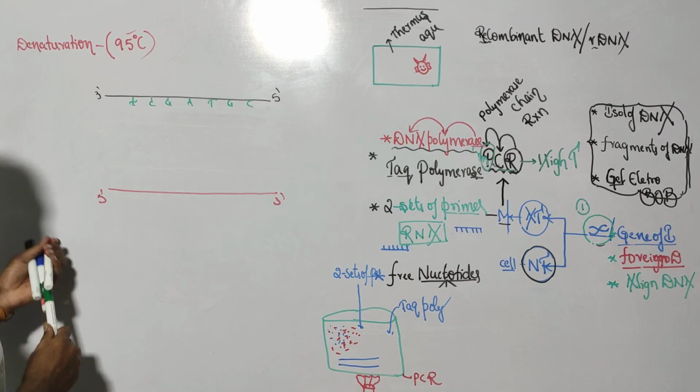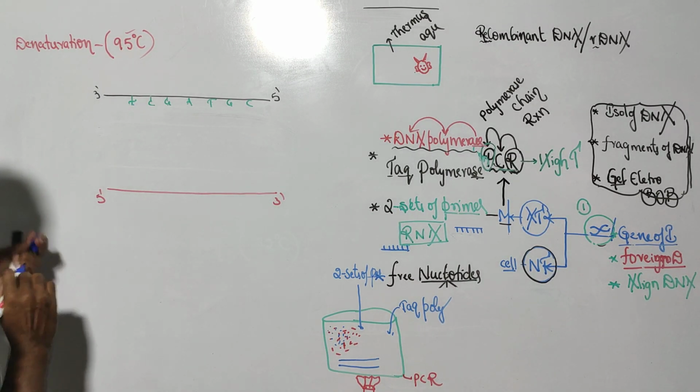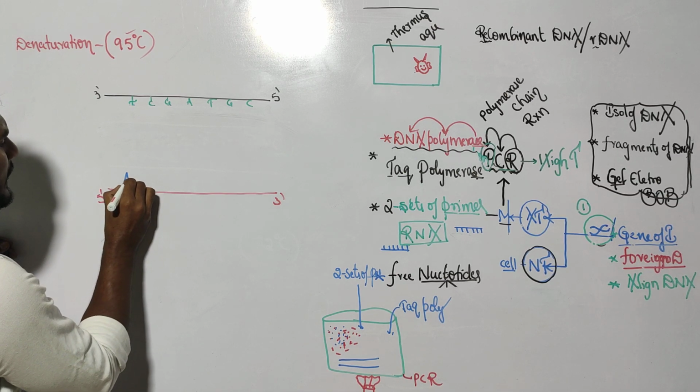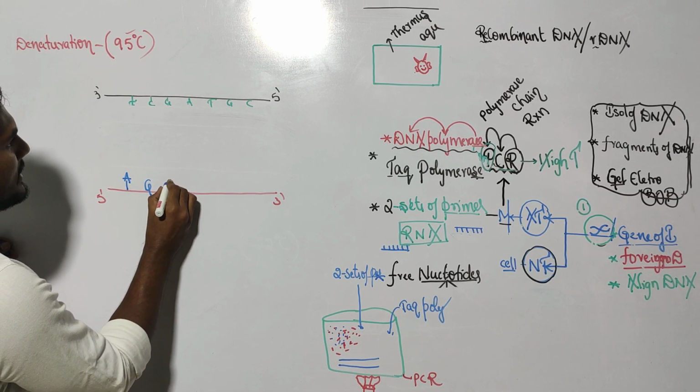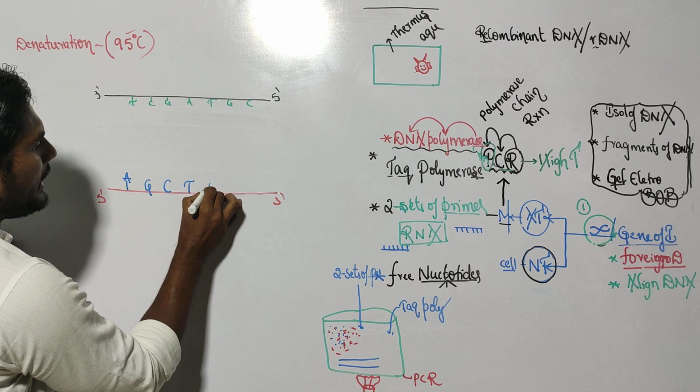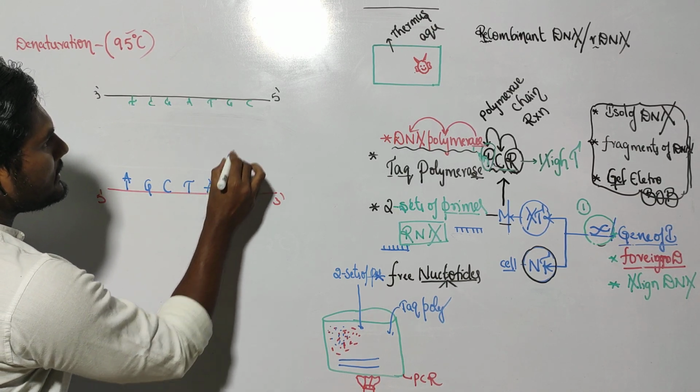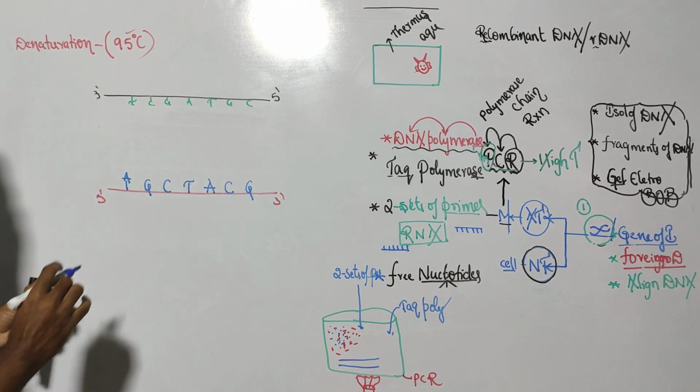And I represented the nitrogen bases. Let me represent those nitrogen bases. Here thymine, so here it will be adenine. Next guanine. Next cytosine. Next thymine. Here thymine, so it is adenine. Guanine, it is cytosine. It is cytosine. It is what? Guanine. Yes.